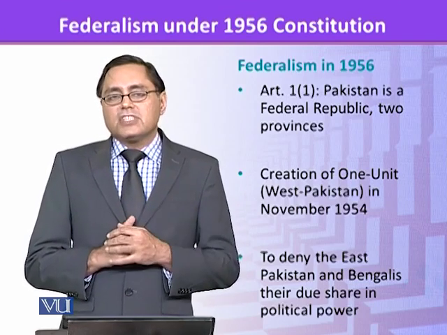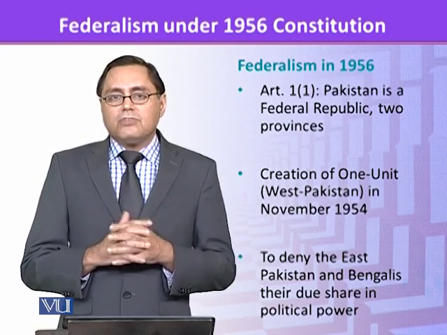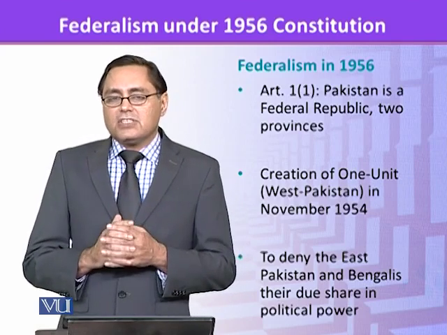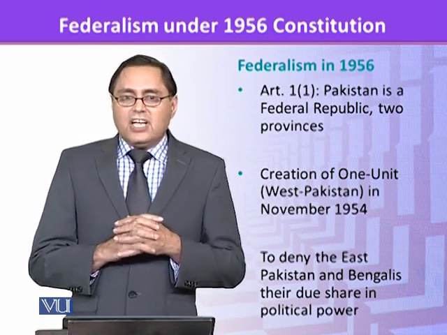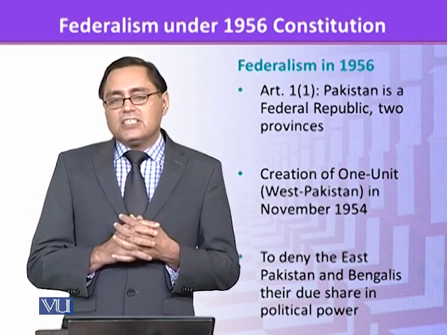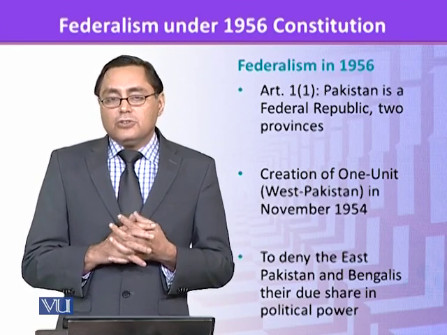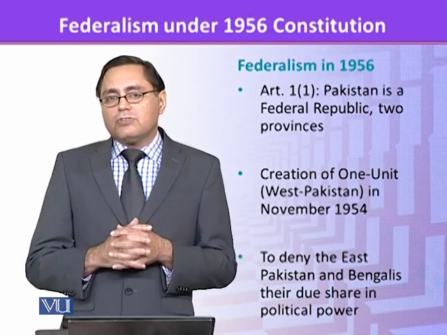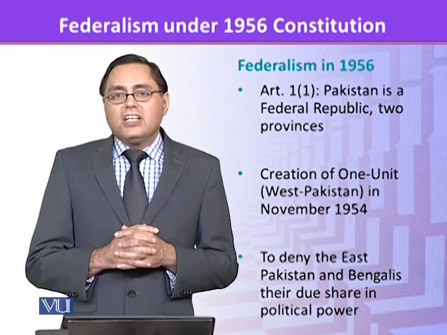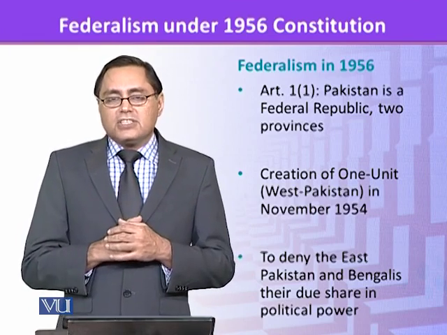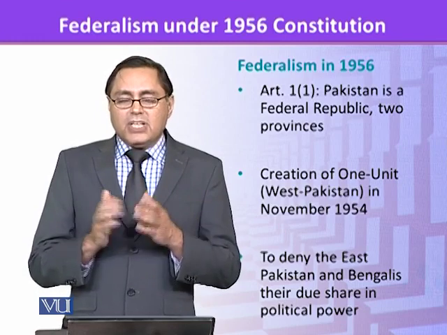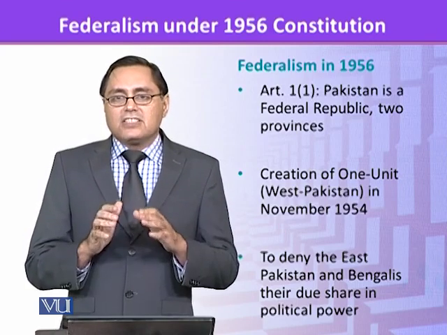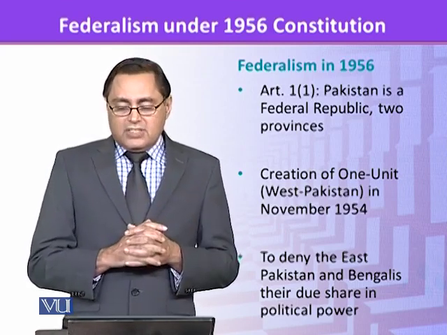Just before the 1956 Constitution, there was the policy of making One Unit, which was merging all the 4 provinces in West Pakistan into one province. The idea behind it was to deny East Pakistan and the Bengalis their due share in political power, as it was clear that Bengalis were more than 50% of the Pakistan population. They would have dominated in a democratic dispensation. But by making One Unit, the Pakistani elite tried to equalize the 2 wings, that is the East Wing and the West Wing.